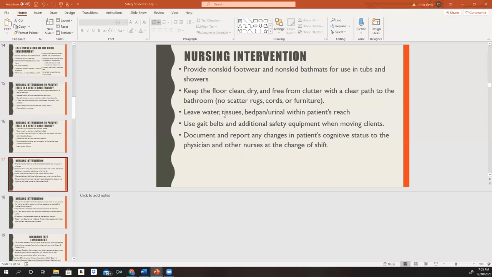Use gait belts and additional safety equipment when you're moving clients. And then make sure to document and report any changes in the patient's cognitive status to the physician and other nurses at the change of shift.